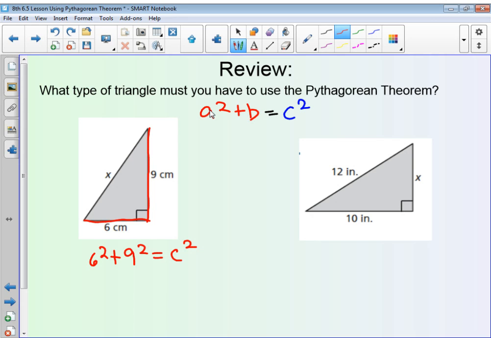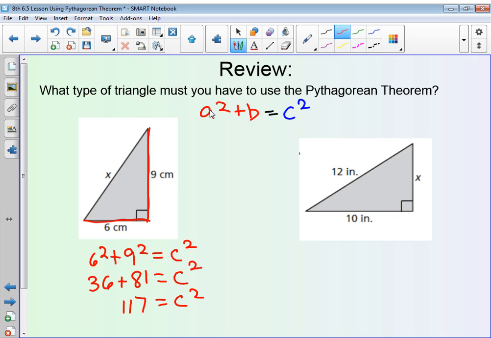Okay, so now I'm going to go ahead and simplify where I can. I can't add 6 plus 9 because they're not the same base numbers. They have to have the same base in order to add the base numbers. So let's see, 6 squared is 36, plus 9 squared is 81, equals c squared. So now when I add those together, 36 plus 81 gives me 117 equals c squared.